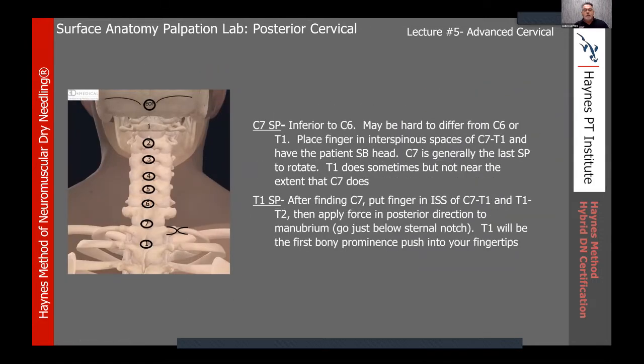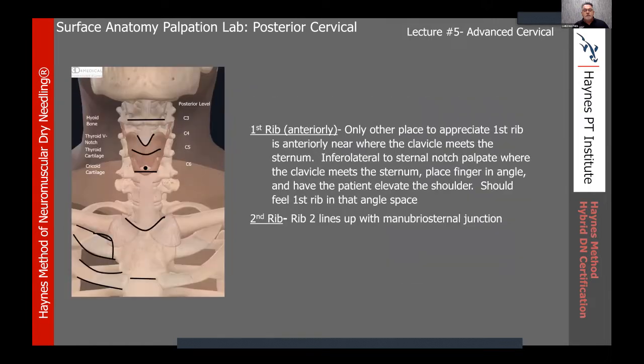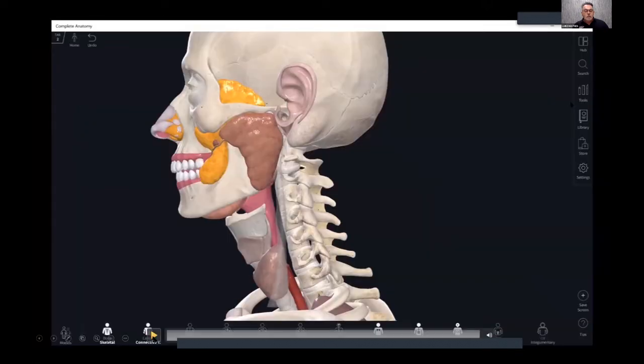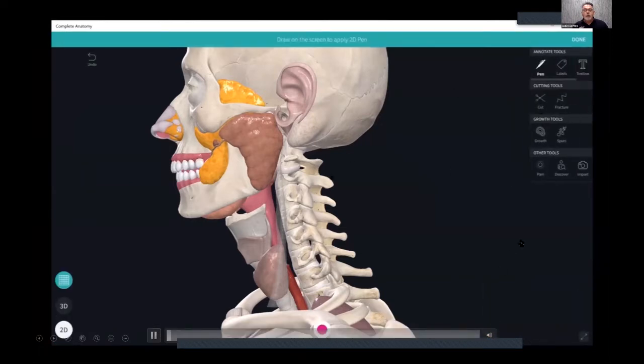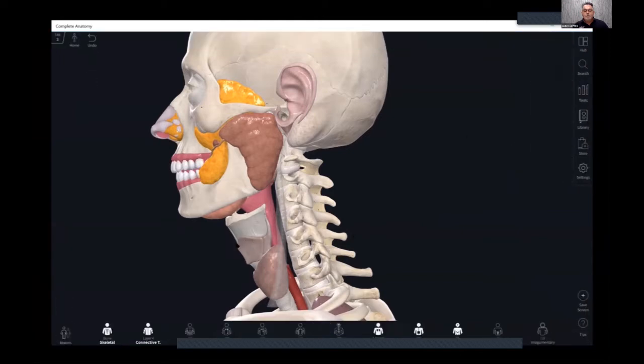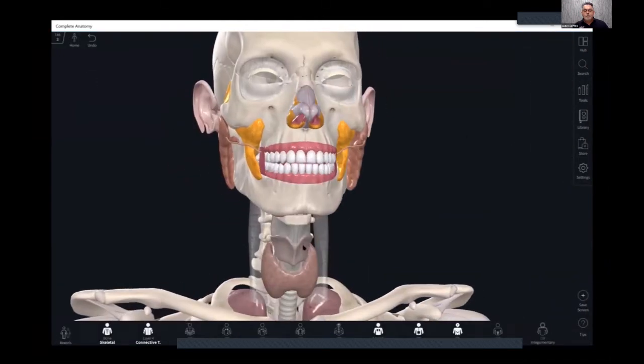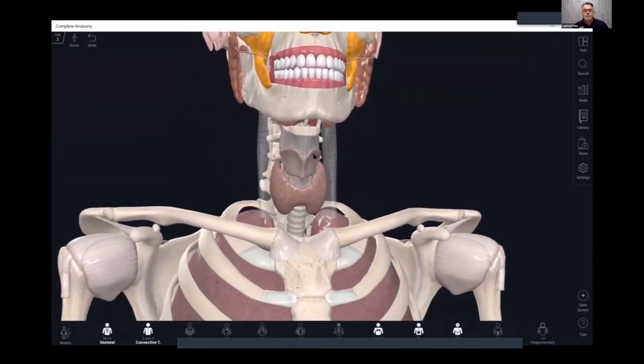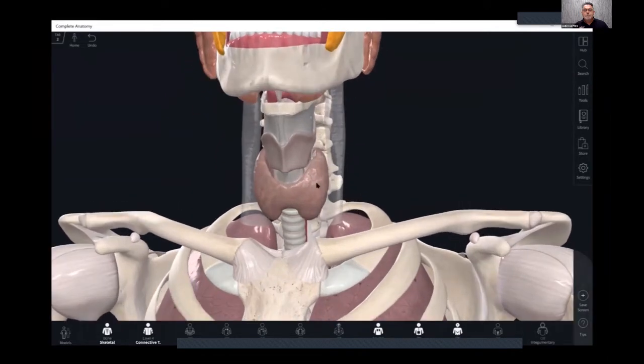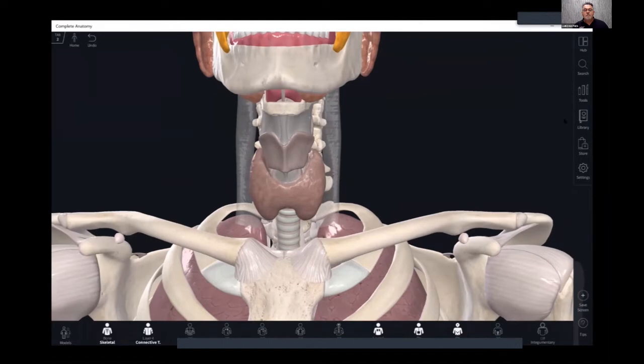I do want to cover this one more time. So we'll start by taking a look at our surface anatomy of the cervical spine. We'll start with some anterior structures first to give us a point of reference for identifying posterior structures. And so let me bring up my pen.